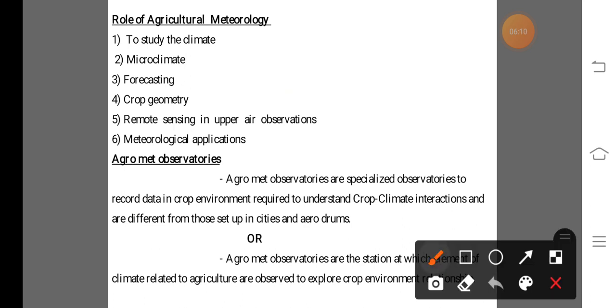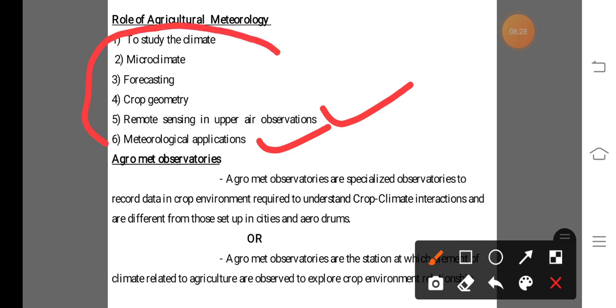Now the next, remote sensing. Remote sensing in upper air observation. For cloud observation also remote sensing is used. Also the meteorological application, that means the use of meteorology in relation to agriculture and in general. So these are the roles of agricultural meteorology.